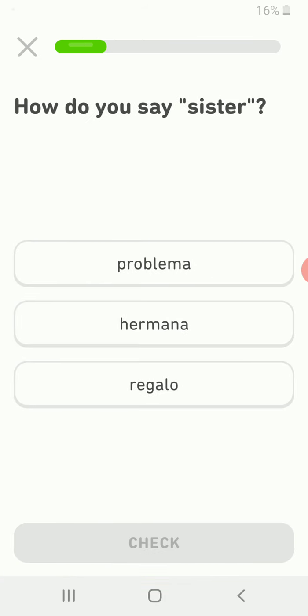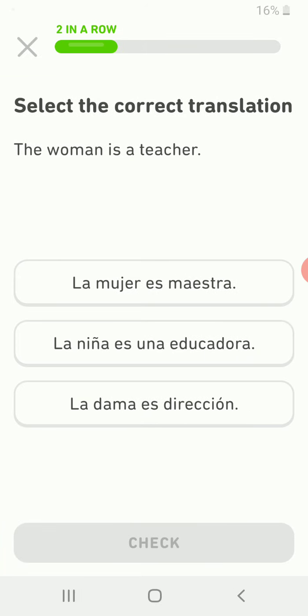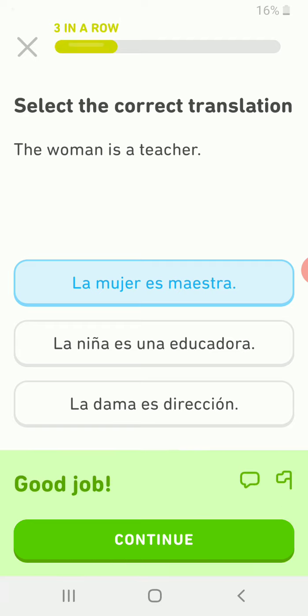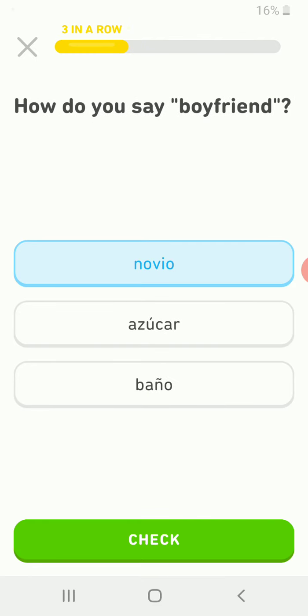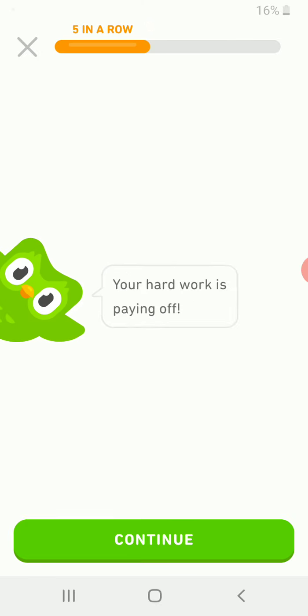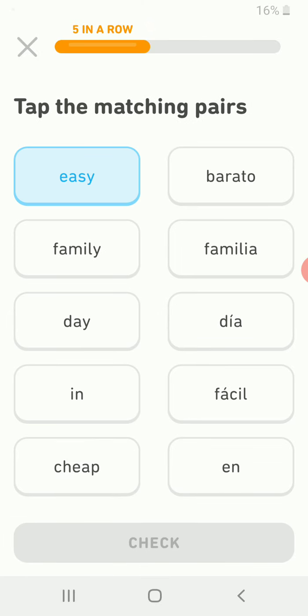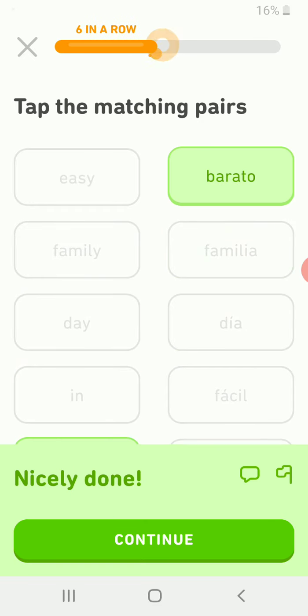Which of these is Portuguese? Portugués. And how do you say sister? Hermana. And the woman is a teacher. La mujer es maestra. And the boyfriend is novio, of course. And I have a big family. Yo tengo una familia grande. And easy is fácil. Familia. De is día. In is en. Barato.